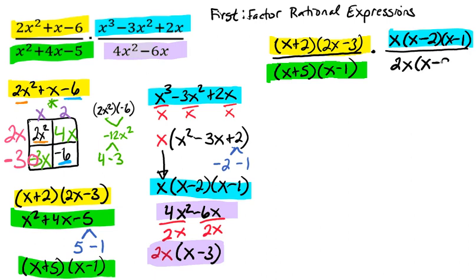So 2x times x minus 3. And now we want to reduce this to make this as easy as possible for us. But remember, we can't pull things apart.